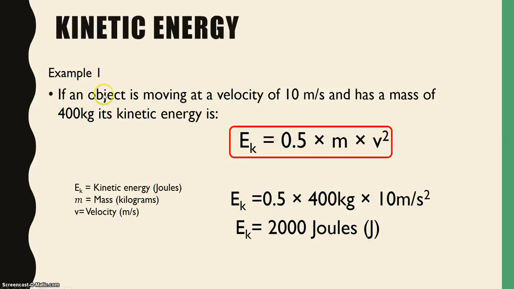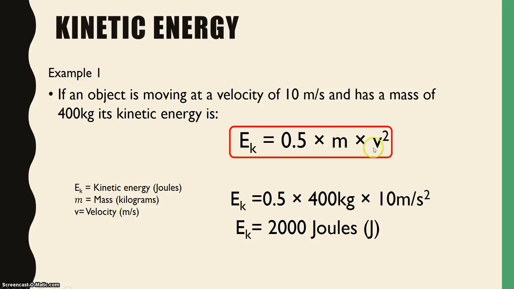For example, we have an object, a car, a bicycle, anything that's moving. And it's moving at a velocity of 10 meters per second with a mass of 400 kilograms. To calculate its kinetic energy, all we need to do is put the values into the formula. So kinetic energy, or EK, which is in joules, is what we're finding out. To do that, we need to multiply the mass of the object, which is 400 kilograms, in the correct units for this equation.